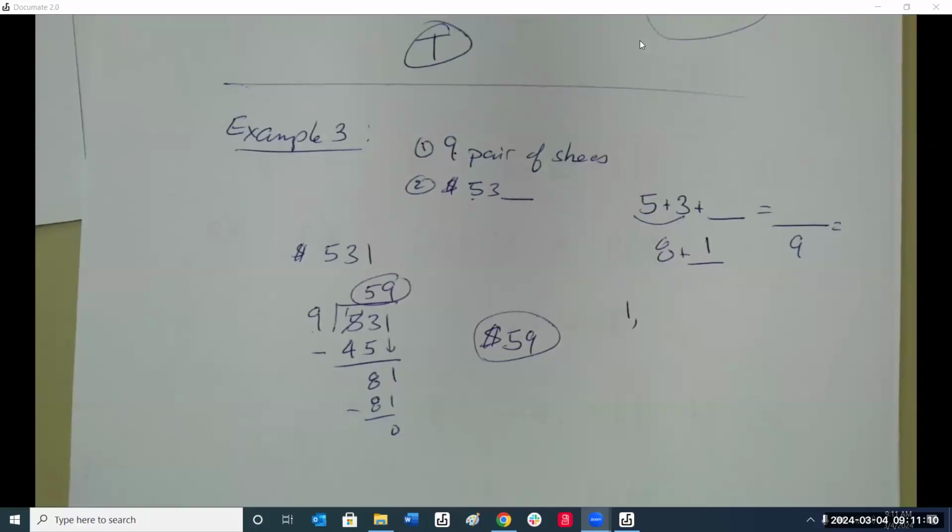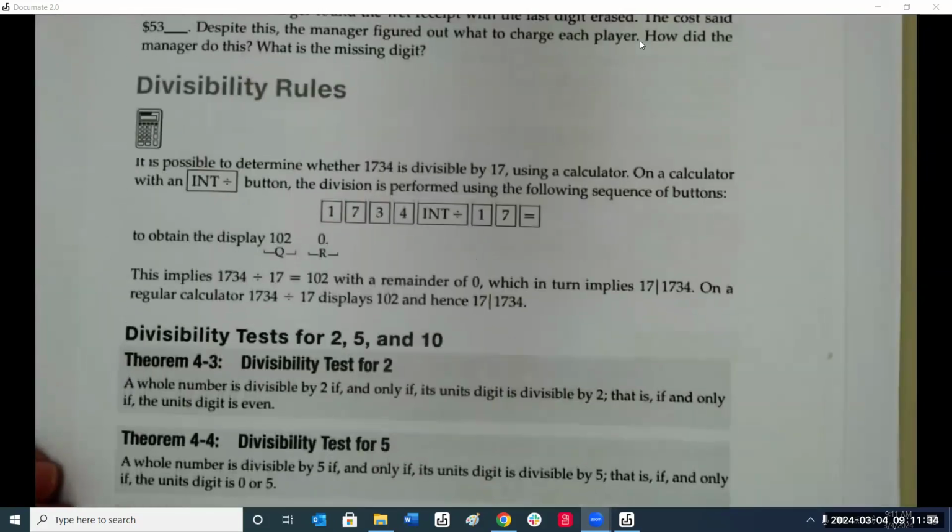Which brings us to our next section. Divisibility rules. There are a whole bunch of them. I took all these theorems and put them on this sheet for you. I even found a couple extra ones because they stop at 11. I went all the way to 13. Yes, there is a way you could do it on calculators.